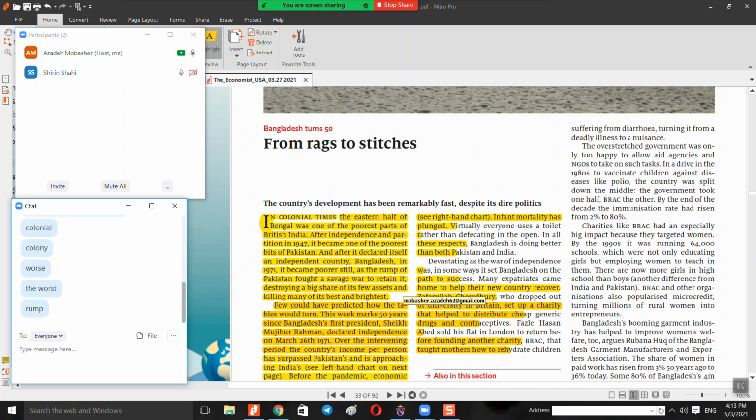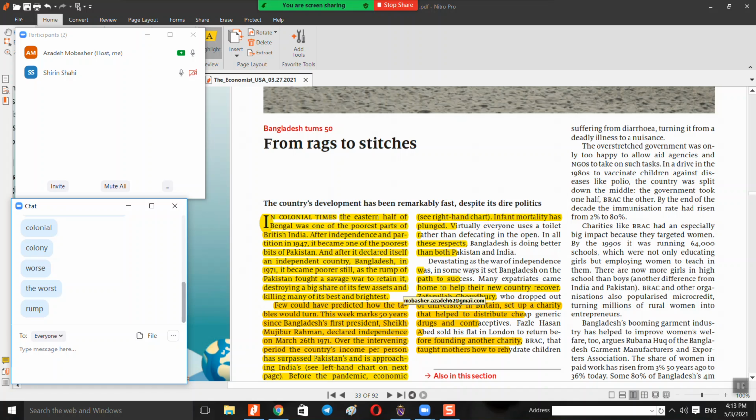The rump of Pakistan. Rump means a bit, a part that is left from a larger whole. If we have a rump of something, it means that once it belonged to something that was originally at one point much bigger. So Pakistan once included the part that is called Bangladesh nowadays. So when Bangladesh declared itself independent, what was left of Pakistan was the rump of Pakistan. Fought is the past form of fight.